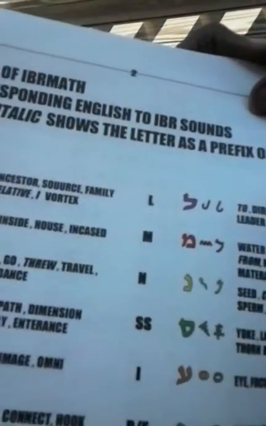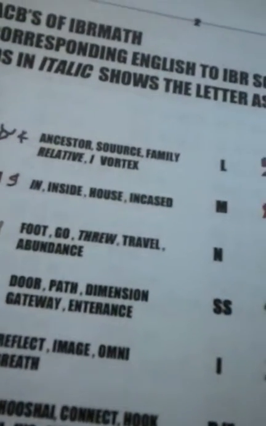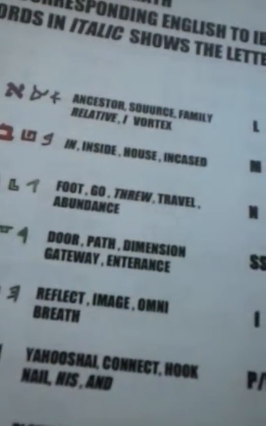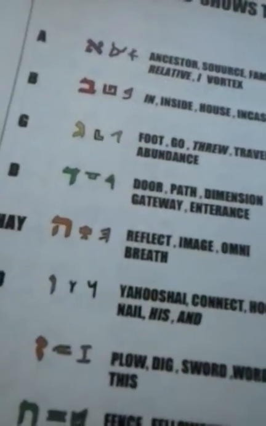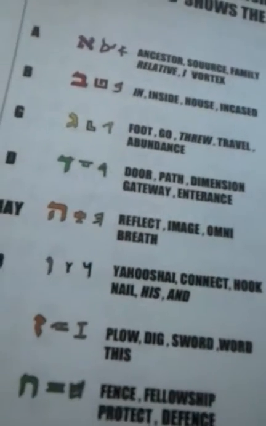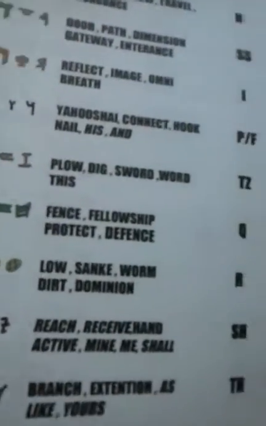And basically, it's just got the word definitions. You got Aleph meaning ancestor, source, family, relative. I/vortex. You got the Bet, inside, house, encased. The Gimel or the G, foot, go, through, travel, abundance. The Dalet, door, path, dimension, gateway, entrance, etc., etc.